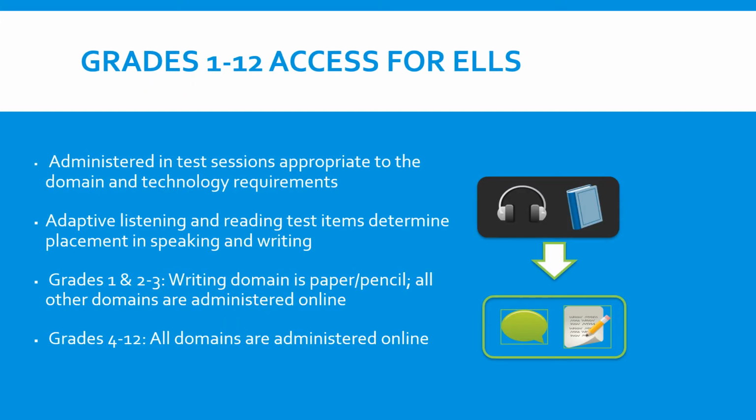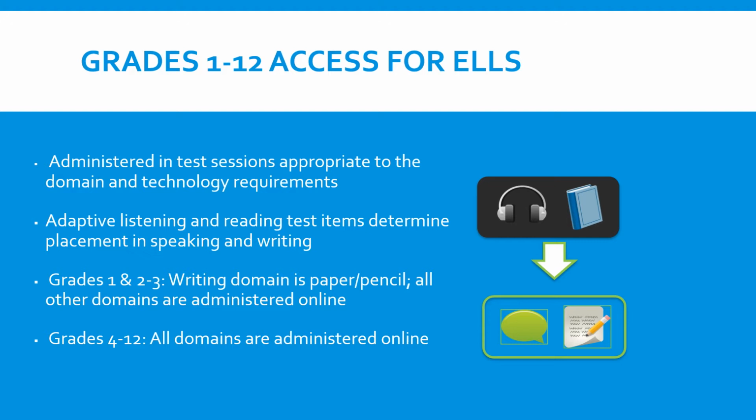The Access test is adaptive, meaning students progress through the test based on their performance in previous folders. Test items are grouped in folders around a common theme and domain. Based on their performance in an individual folder, the test engine determines the appropriate next folder for individual students. Listening and reading must be administered first, as a student's performance in these determines placement in speaking and writing.